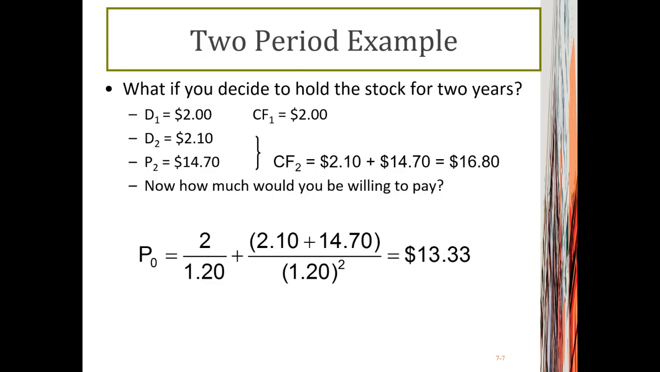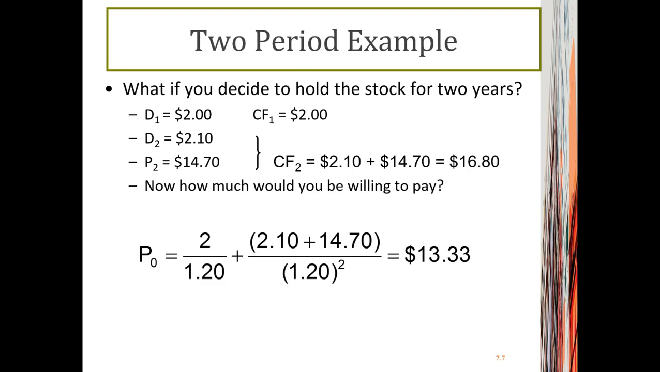Now let's extend our example a little bit, and let's assume that the investor will hold the stock for 2 years. During the first year, the investor will receive $2 of dividends. During the second year, the investor will receive $2.10 of dividends. And also the stock price at the end of the second year would be $14.70. So here you have total cash flow around $18.80, but the timing of the cash flows is different.